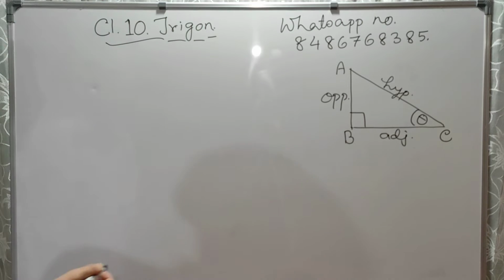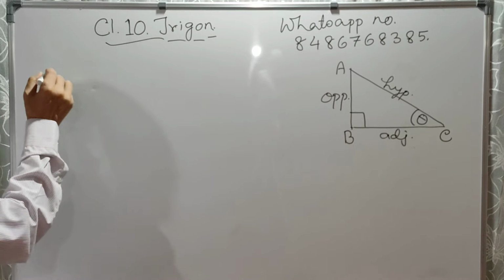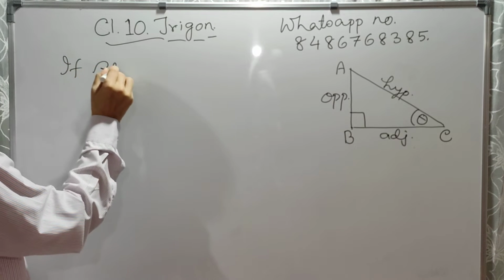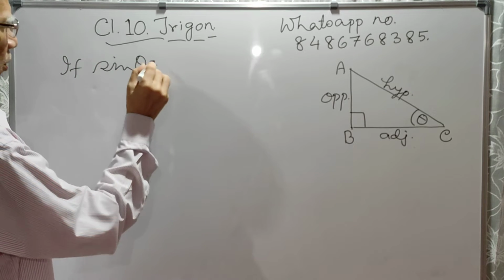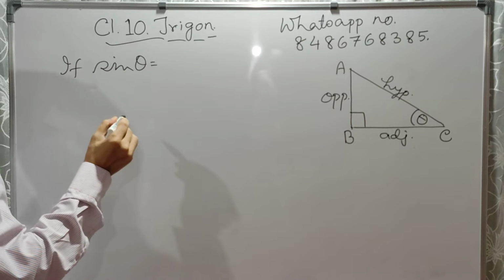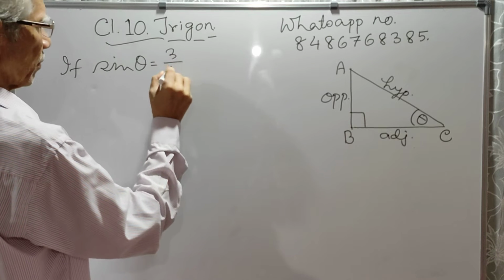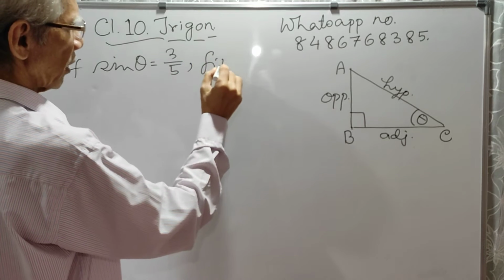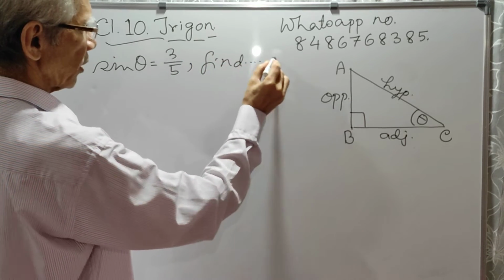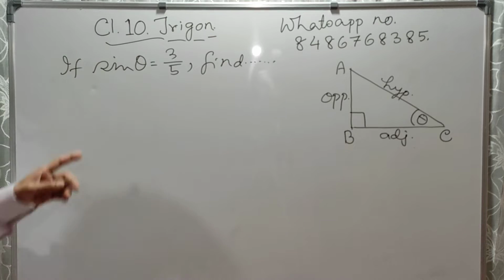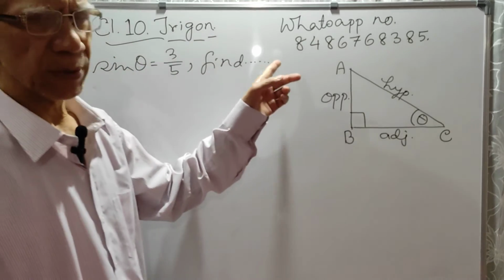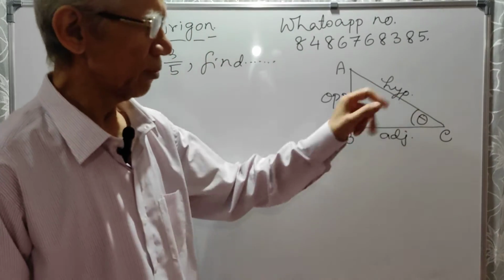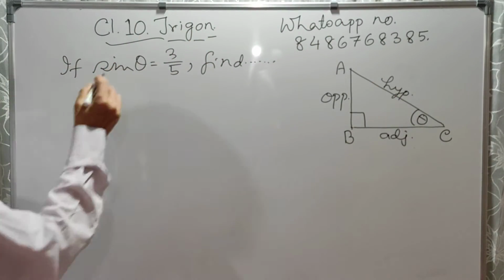Now, what was the first question? If sine theta equal to 3 by 5, you were asked to find the other trigonometric ratios. That was the question which I showed you by the formula method. Now let us see it by the triangle method. So this is how you have to do it.